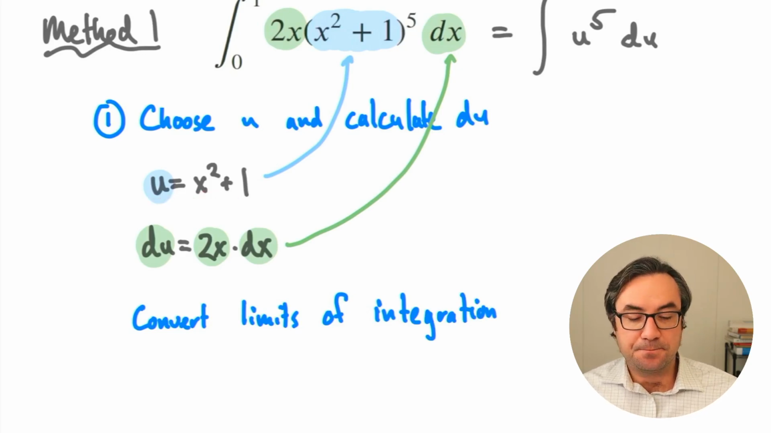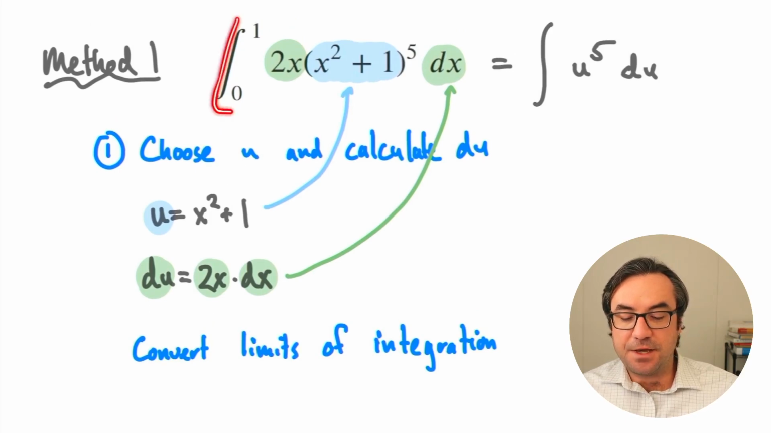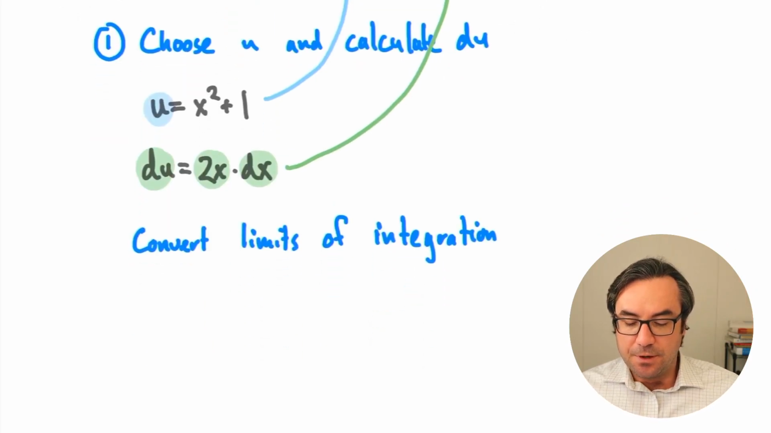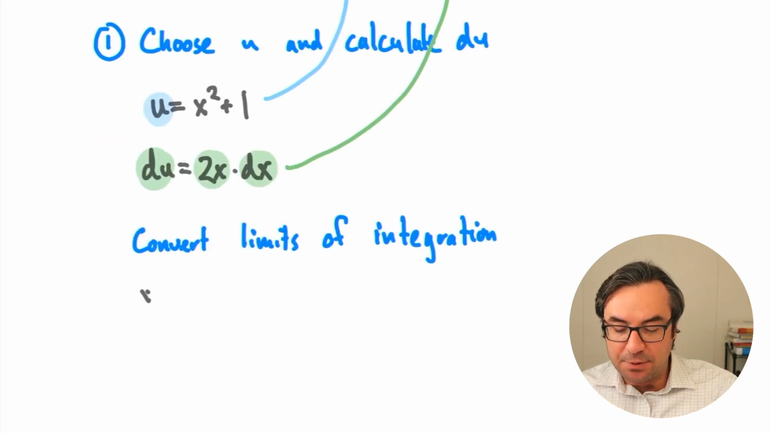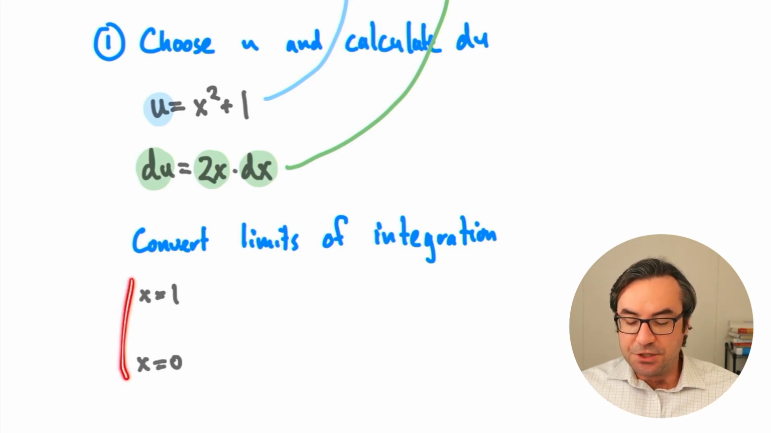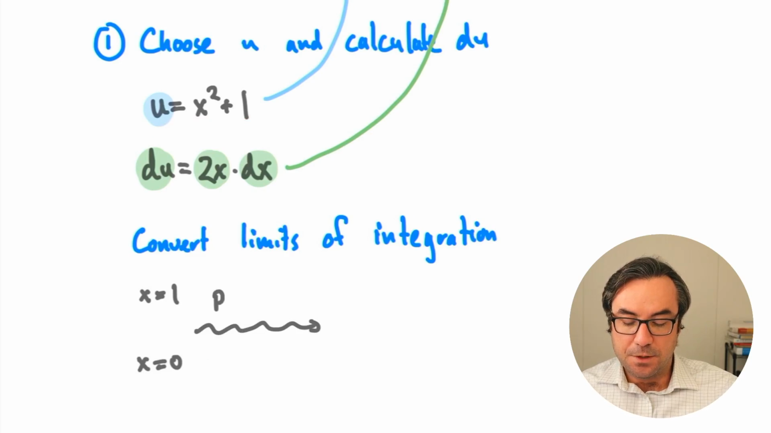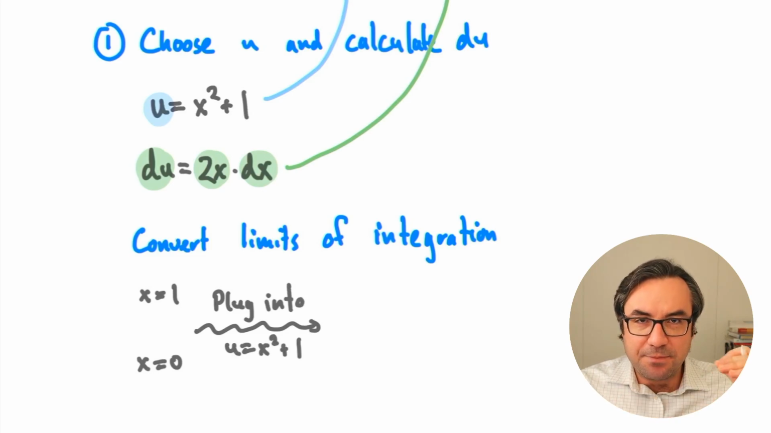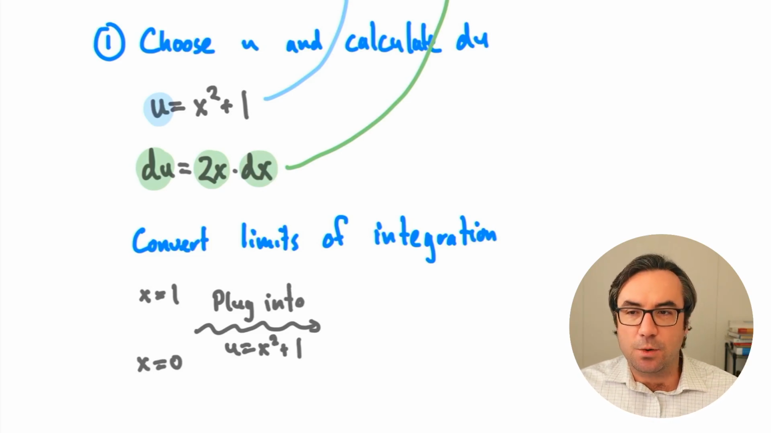When you do this, it's usually helpful to keep the same structure that was in the original integral. So x equals 1 is the top limit. x equals 0 is the bottom limit. We're going to take these two x values and plug them into our u equals x squared plus 1 and see what we get. You just want to be careful to keep the same upper limit and the same lower limit.